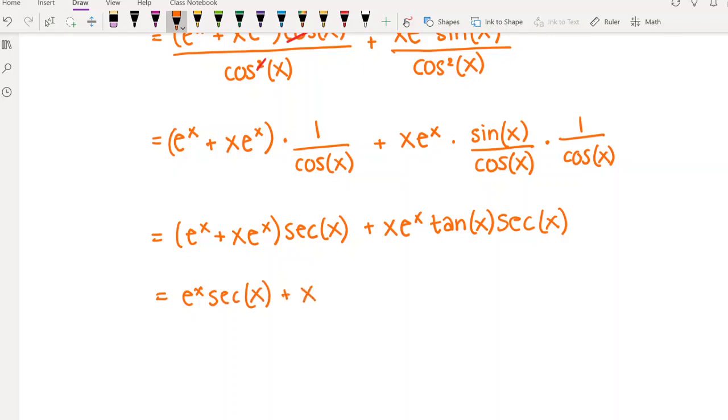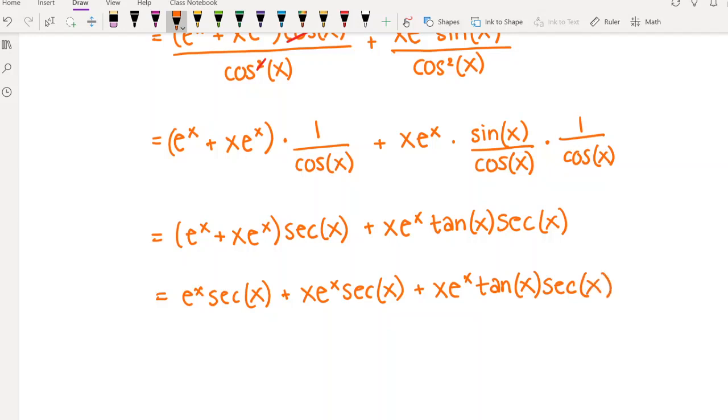Plus x e to the x. So why am I doing this? Like, why is it worth it to go through all this work of rewriting this? Well, it kind of depends what you're doing. So I don't want to say that this way of writing it is definitely better. It really depends on what you're doing.